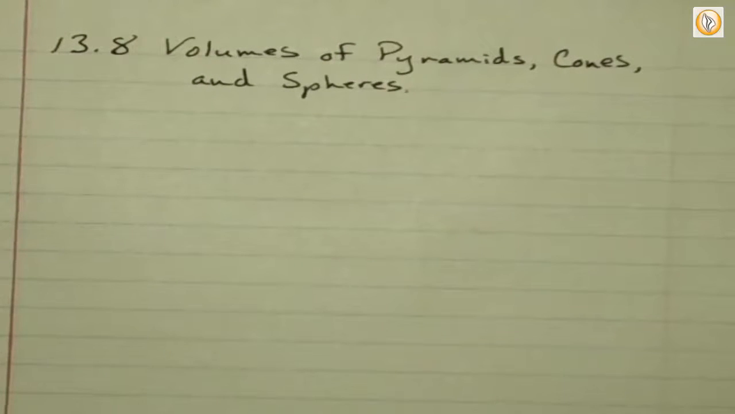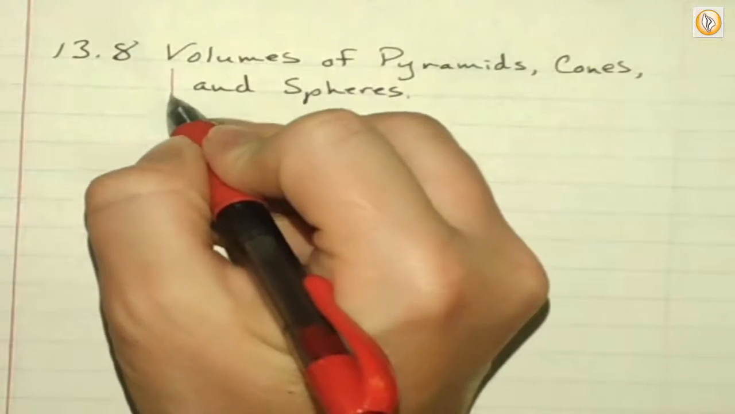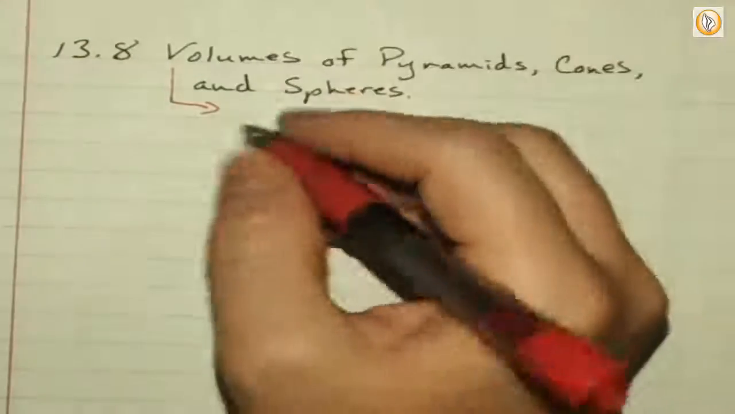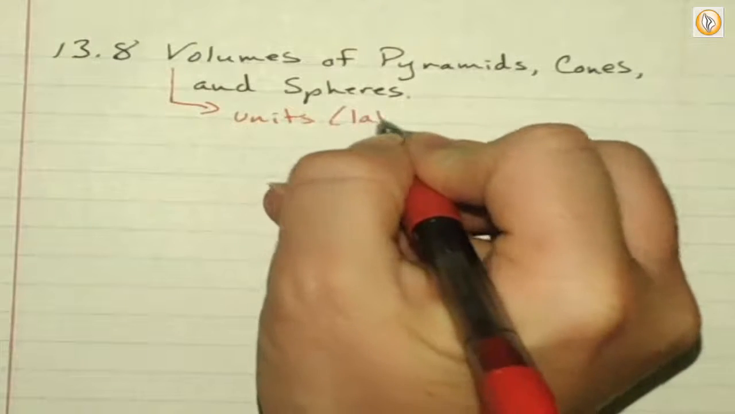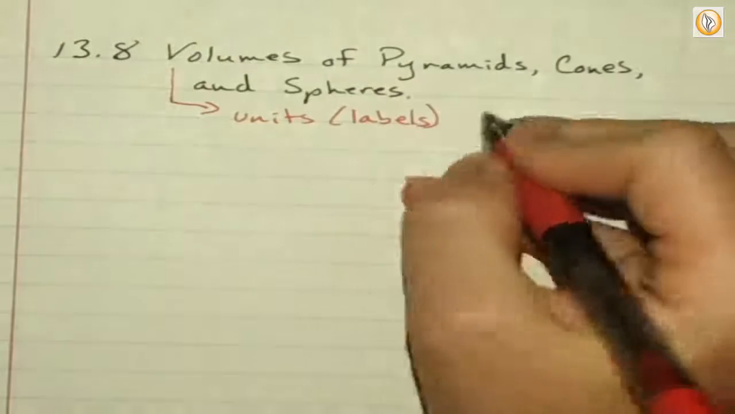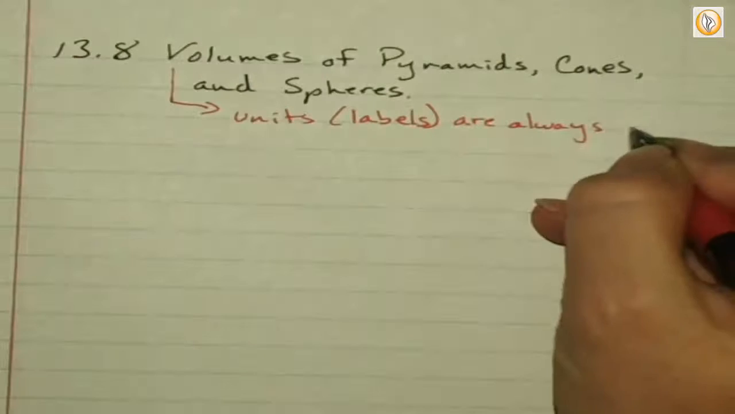Here we go. Now, who can remember what our labels for volume are? Very good. The units or labels are always cubed.